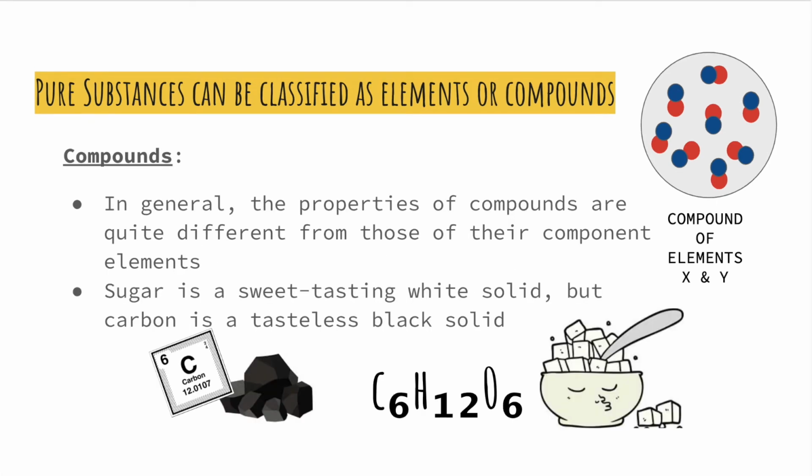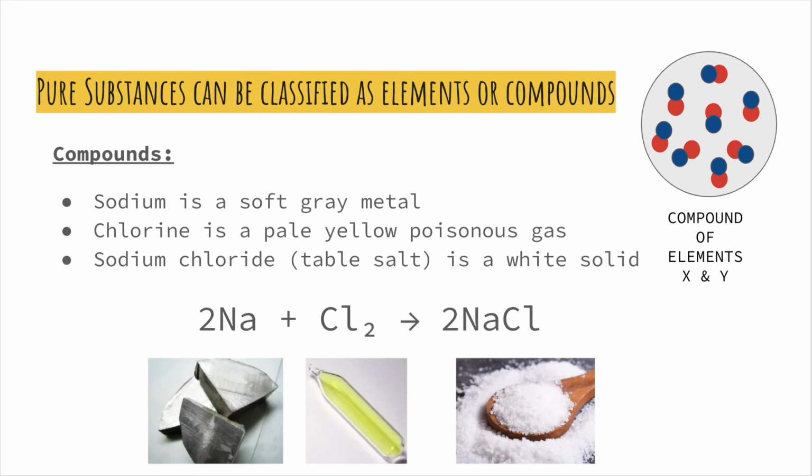For example, sugar is a sweet-tasting white solid, but it's made up of the elements carbon, hydrogen, and oxygen. Carbon, hydrogen, and oxygen have very different properties. For example, carbon is a tasteless black solid. Let's look at another example. Sodium is a soft gray metal, and chlorine is a pale yellow poisonous gas.